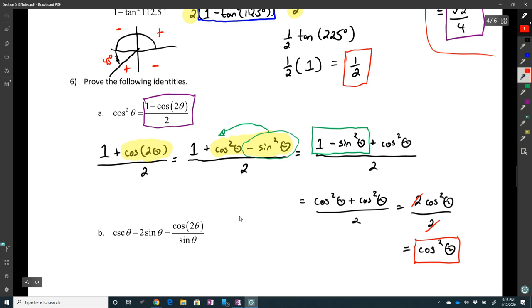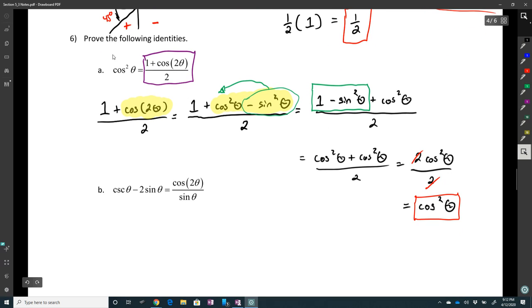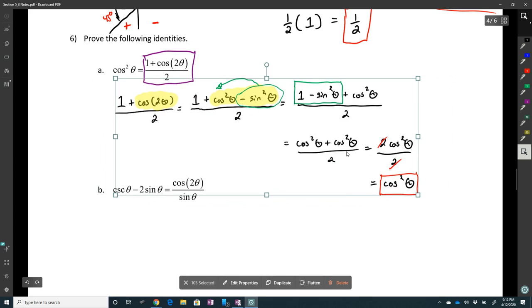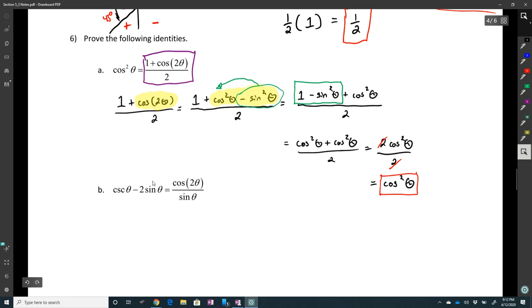Let's go ahead and do the next one. Let me shrink this a bit. All right, so this next one is cosecant minus 2 sine theta equals cosine of 2 theta over sine theta. All right, so again, I'm going to start with the more complicated side. And here I have cosine of 2 theta over sine theta.